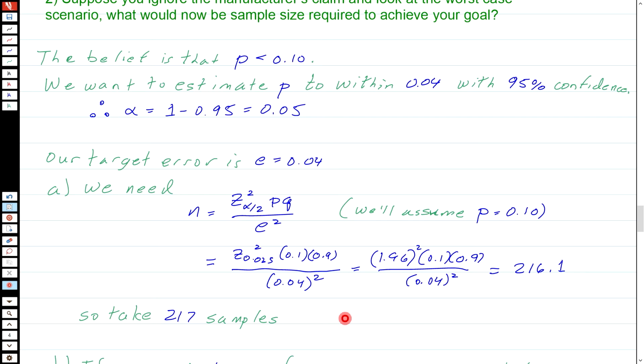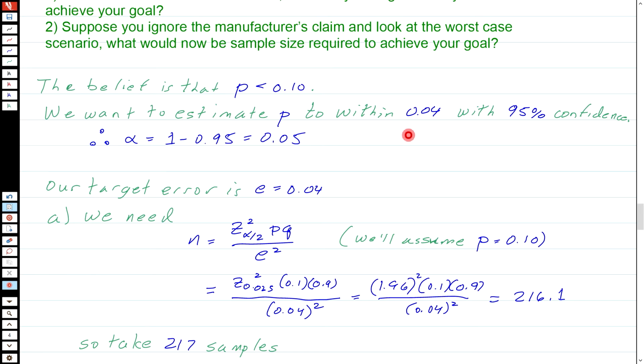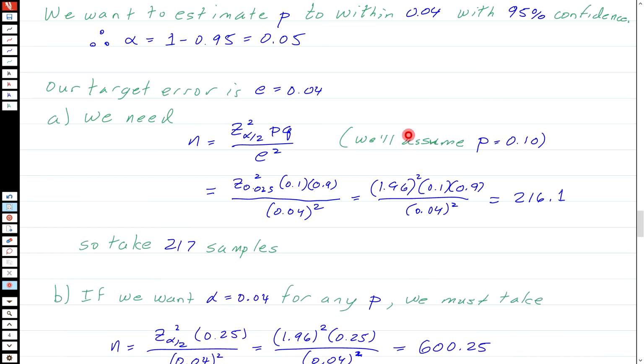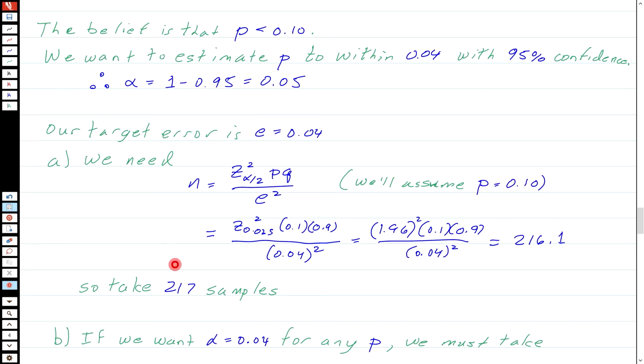Okay, so that's 217 samples required to estimate this proportion to within 4%. That's pretty large, especially considering that the proportion is already around 10%. So we're talking about estimating to within between 6% and 14%. We need 217 samples.